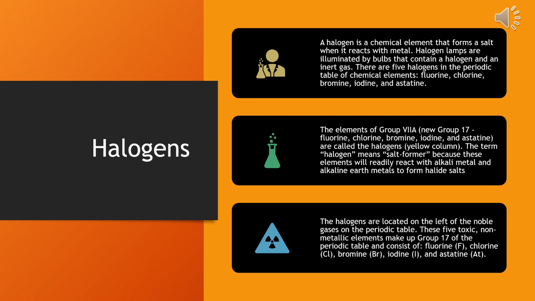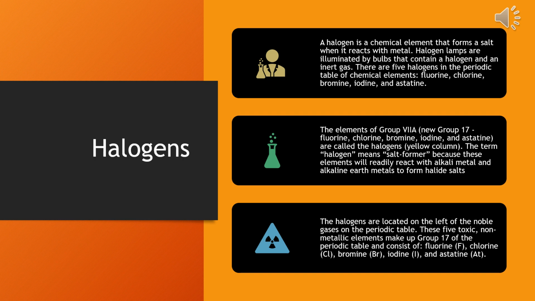The elements of group 7A, new group 17, fluorine, chlorine, bromine, iodine, and astatine, are called the halogens, yellow column. The term halogen means salt former because these elements will readily react with alkali metals and alkaline earth metals to form halide salts. The halogens are located left of the noble gases on the periodic table.